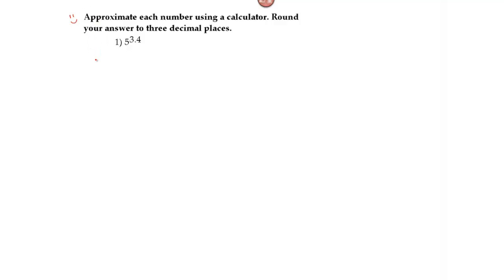Alright, starting with number 1, approximate each number using a calculator, rounding to 3 decimal places. This is saying 5 to the exponent 3.4, not 3 times 4, 3.4. And so on your calculator you do 5 and then this exponent button and then type in 3.4. When you press enter, it should give you the answer. And if we want 3 decimal places, that is 237.957. And that's all there is to that one.